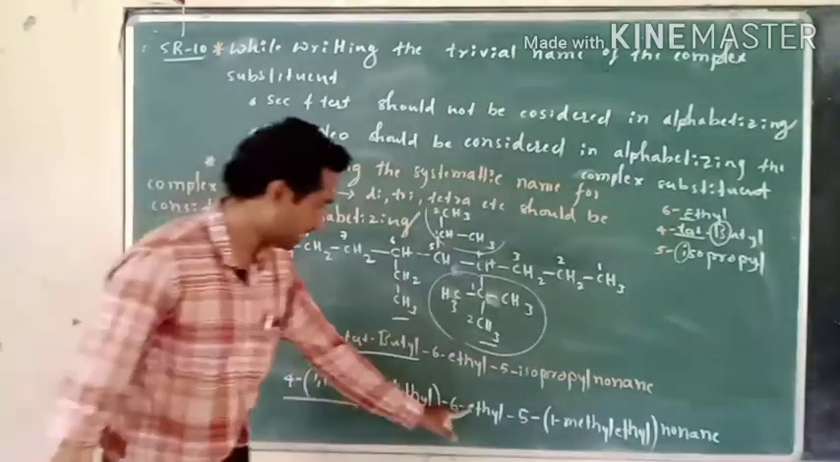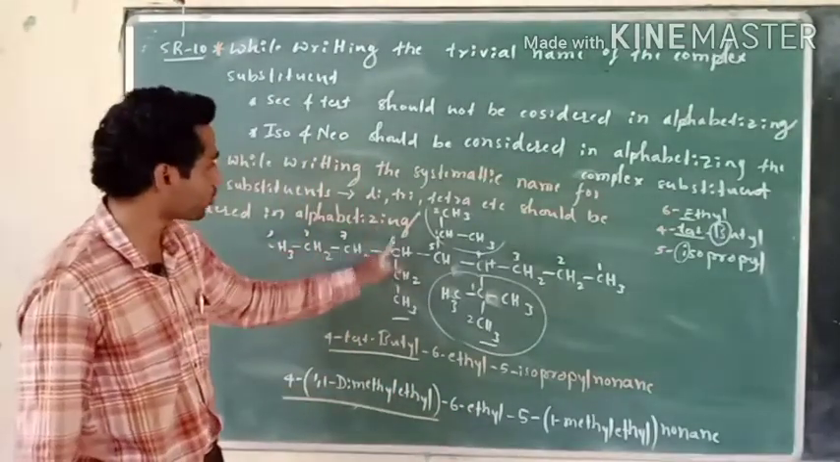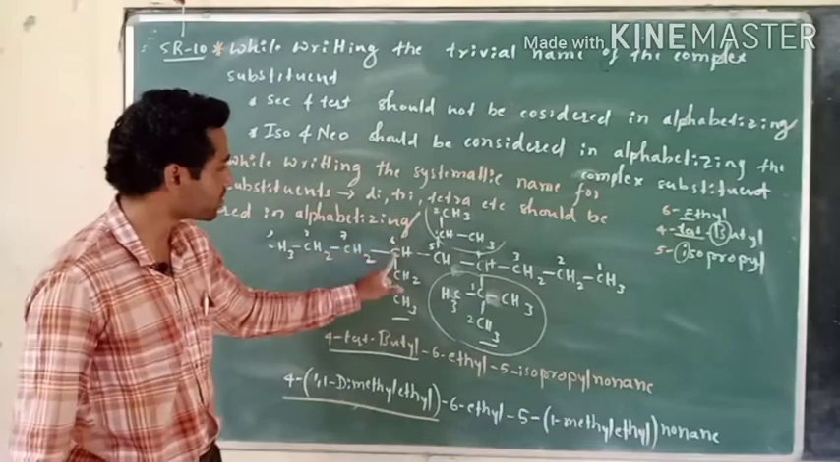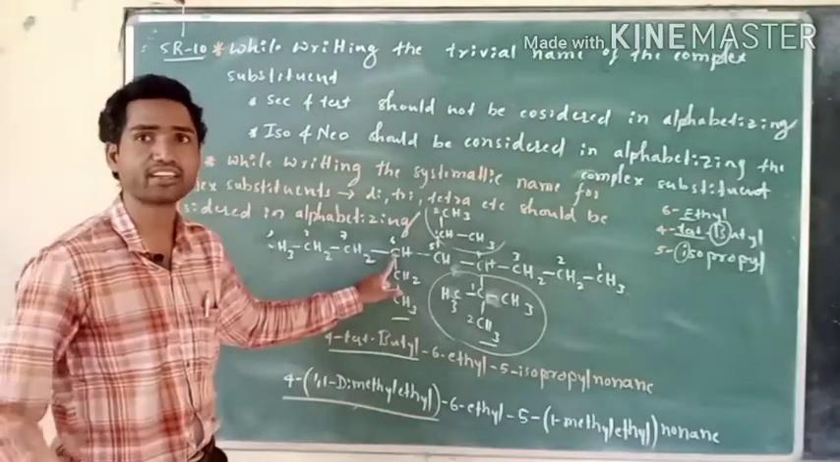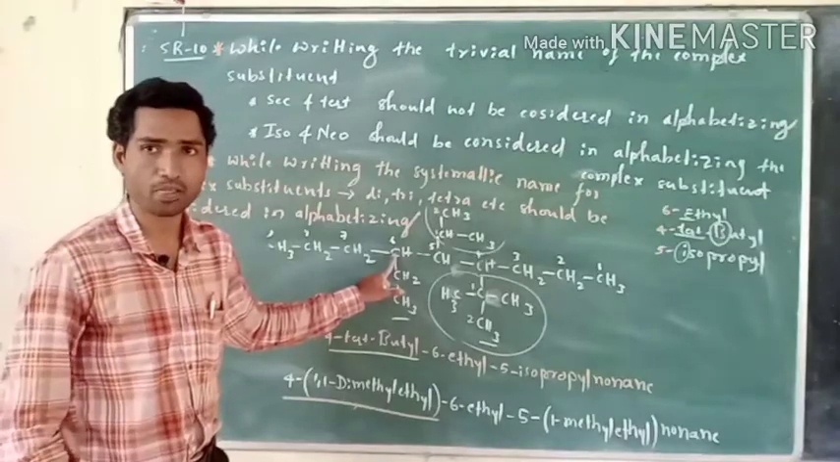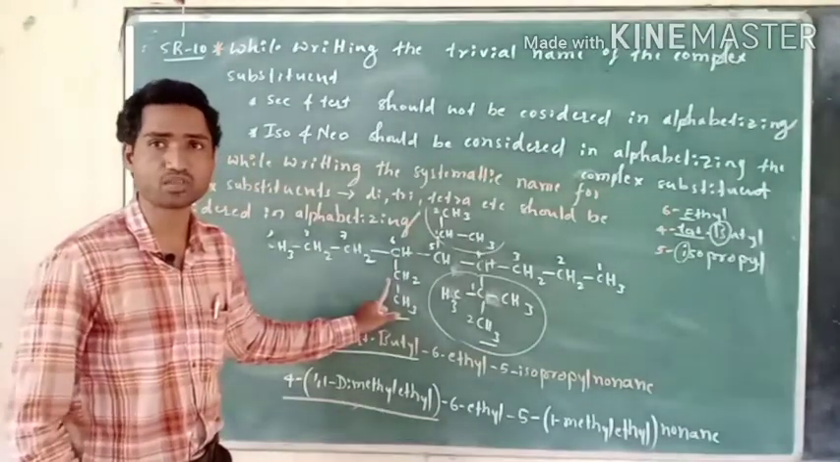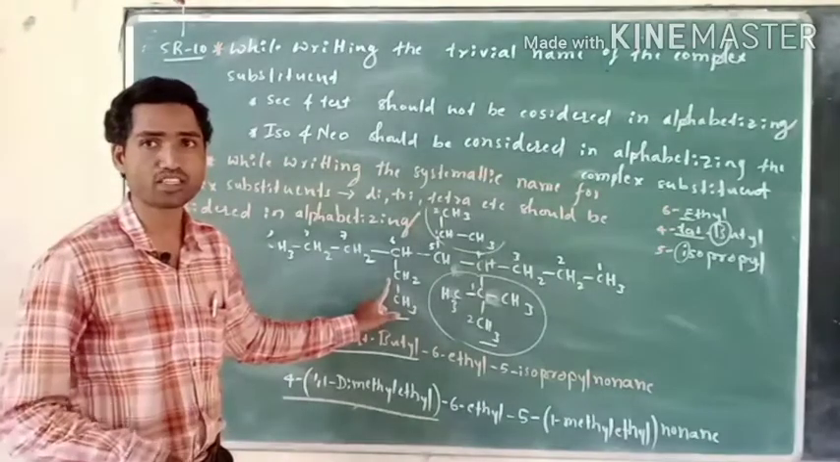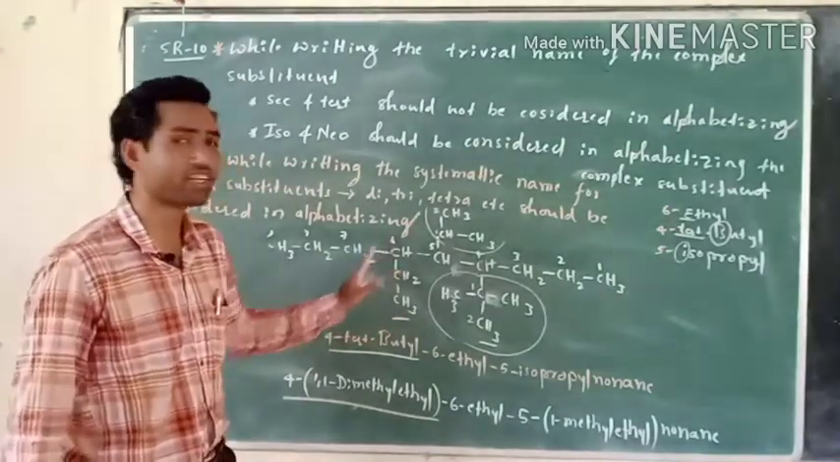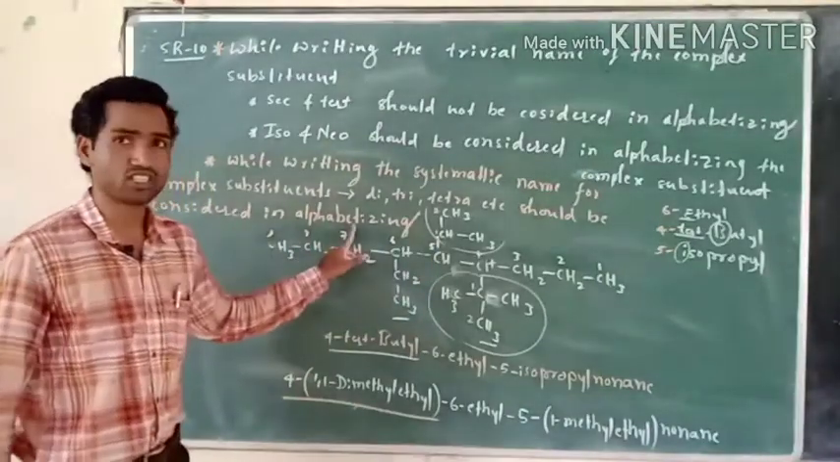Right. So even if there is a diethyl, suppose one more ethyl group is there at the 6th position, then I have to write diethyl, and we should not consider that D as a first letter. Why is it so? Because that is the simple substituent. It is not a complex substituent. Only while writing the complex substituent do we have to treat di, tri, tetra in alphabetizing the substituent names.